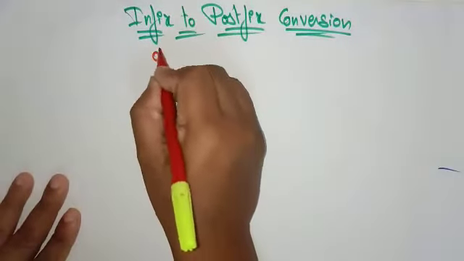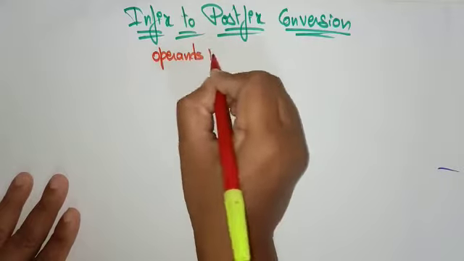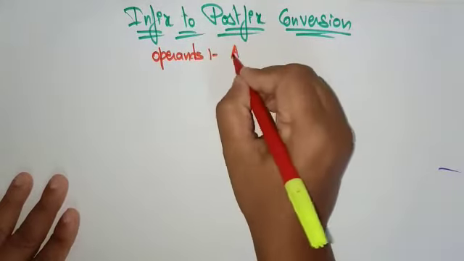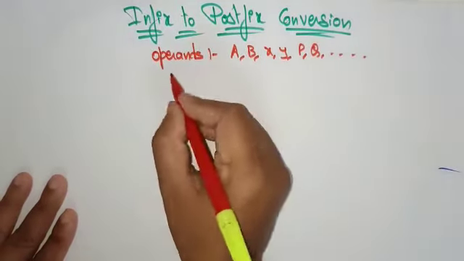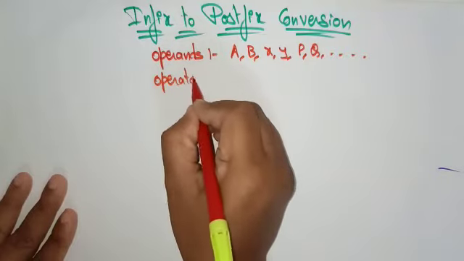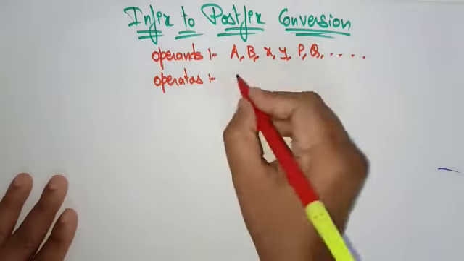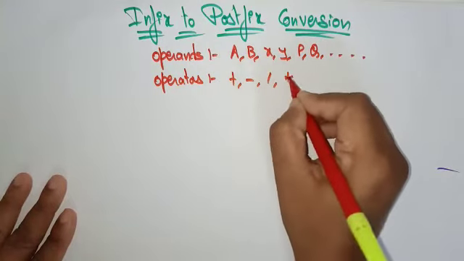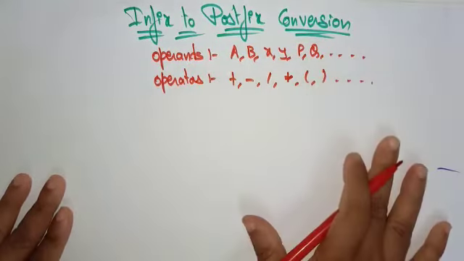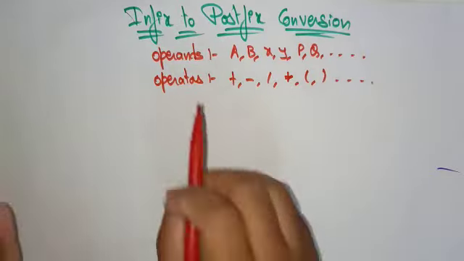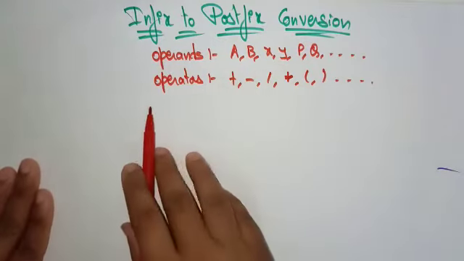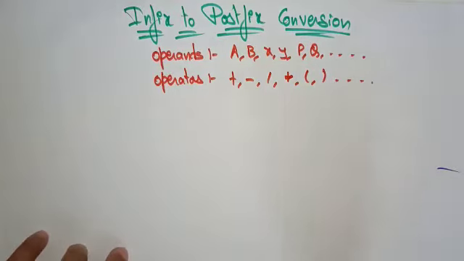The basic thing is, what is an operand? Operands are nothing but the variables that we use in the expression, whatever letters we are using: x, y, p, q. Those are all the operands. Operators are the symbols that perform some operations, like plus, minus, division, star, brackets. Everything like these comes under operators. So don't confuse operands and operators. Operands means the letters, and operators means the operations being performed.